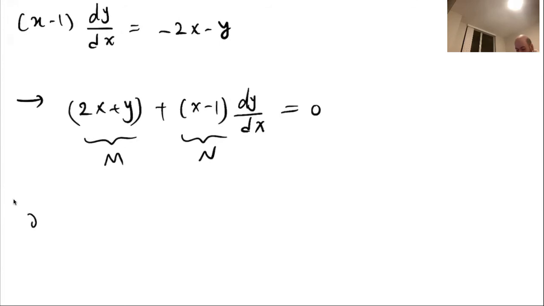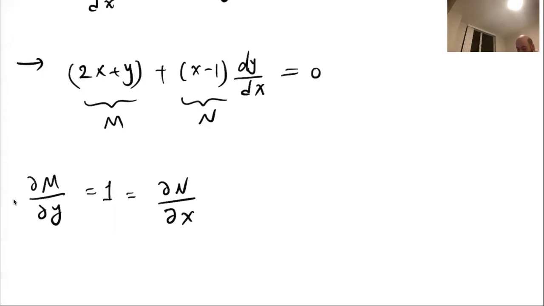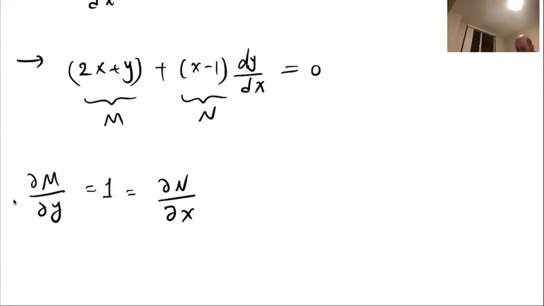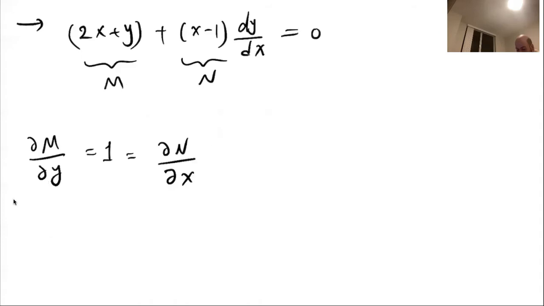Now dM/dy here is 1, which is the same as dN/dx. dM/dy and dN/dx are both 1. So that means the equation is exact.